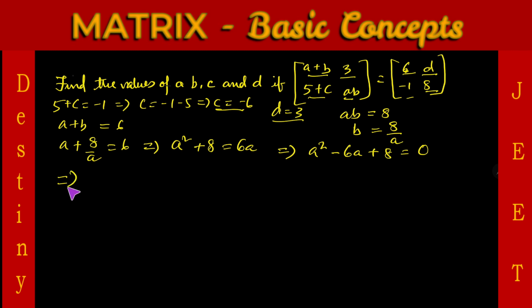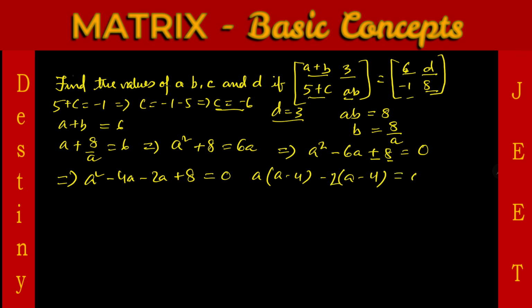Middle term factor, what do we get? A square, we can take the factors of 8 that add to 6, 4 and 2. Minus 4A minus 2A plus 8 is equal to 0. A common, A minus 4, minus 2 common, A minus 4 is equal to 0. Hence we get A minus 4 into A minus 2 is equal to 0, or we can say A is equal to 4 or A is equal to 2.